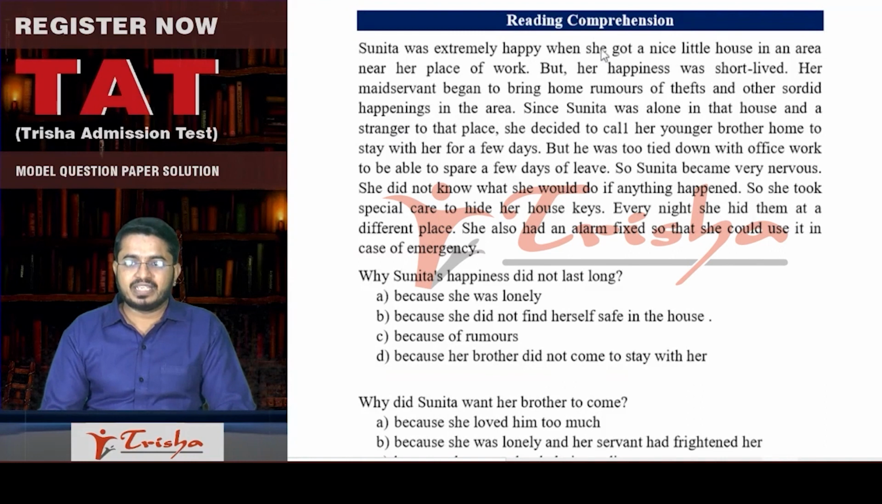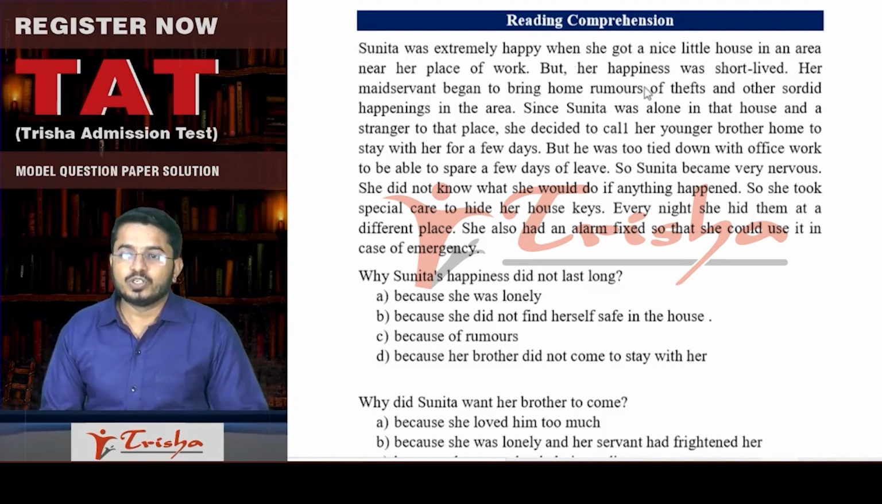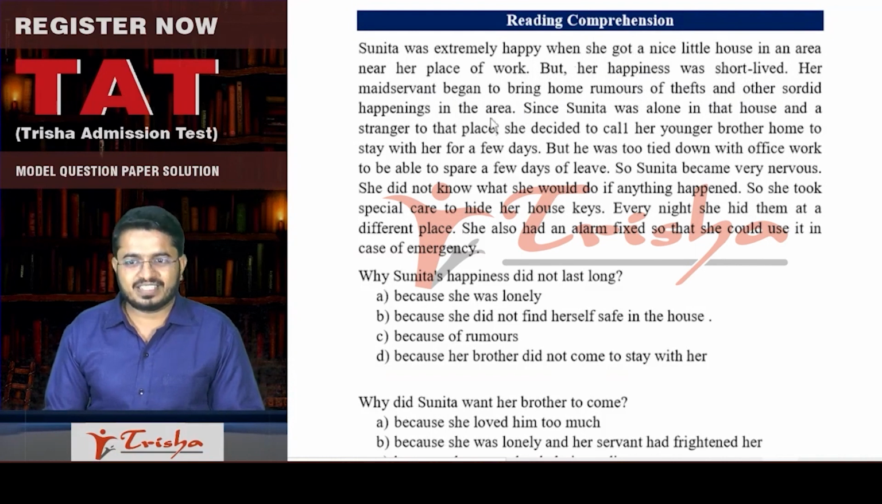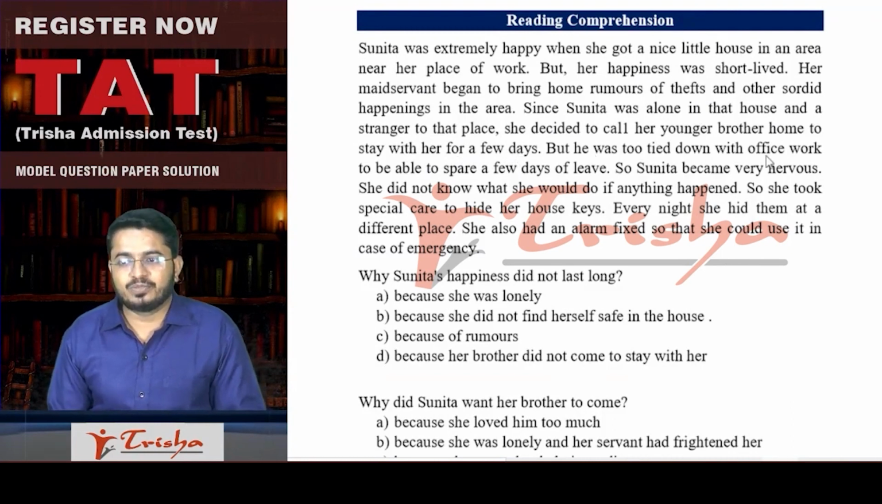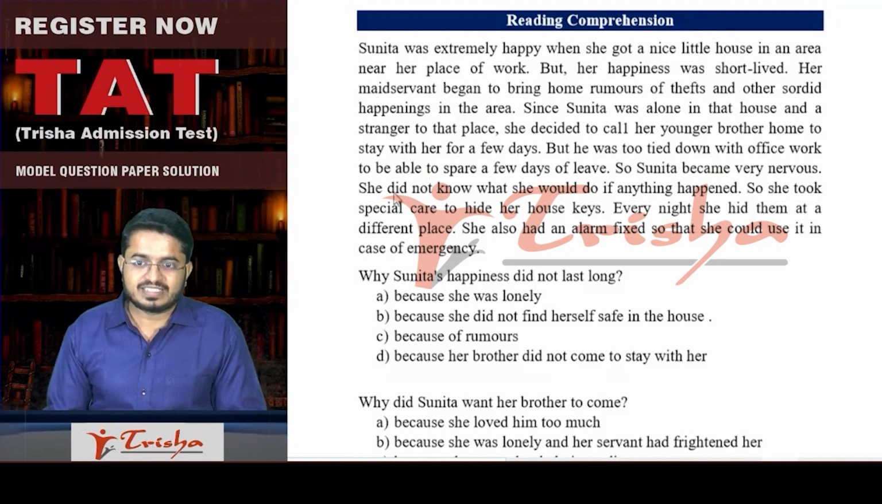Sunita was extremely happy when she got a nice little house in an area near her place of work. But her happiness was short lived. Her maid servant began to bring home rumors of thefts and other sordid happenings in the area. Since Sunita was alone in that house and a stranger to that place, she decided to call her younger brother home to stay with her for a few days. But he was too tied down with his office work to be able to spare a few days of leave. So Sunita became very nervous. She did not know what she would do if anything happened. She took special care to hide her house keys. Every night, she hid them at a different place. She also had an alarm fixed so that she could use it in case of emergency.